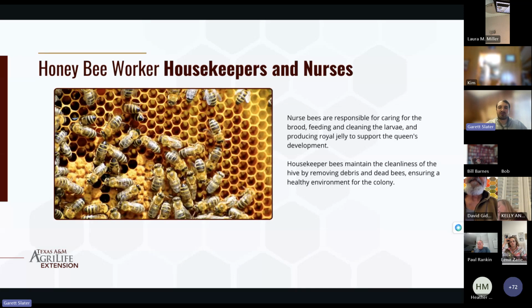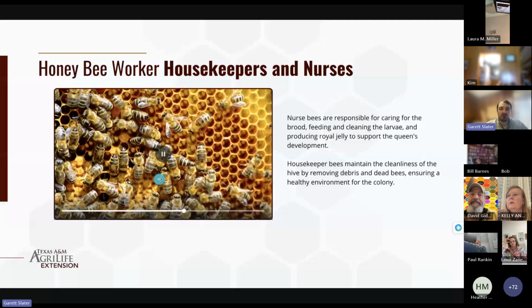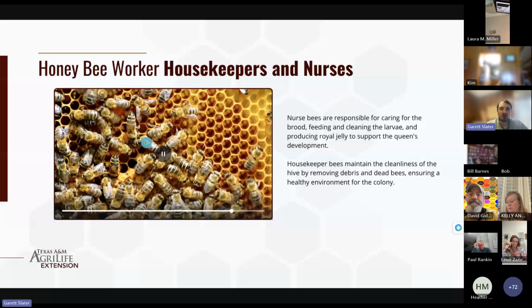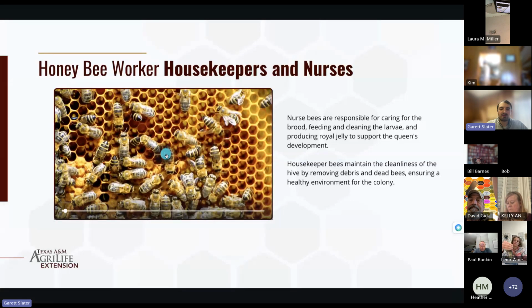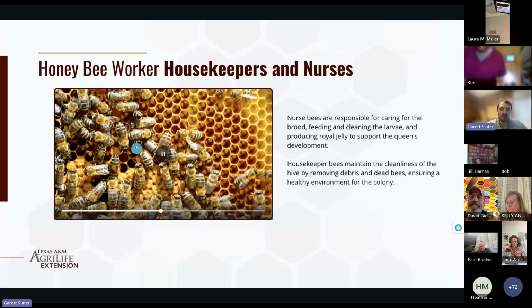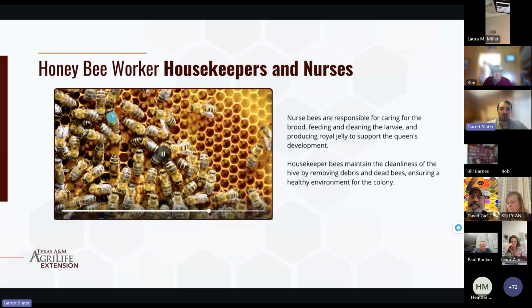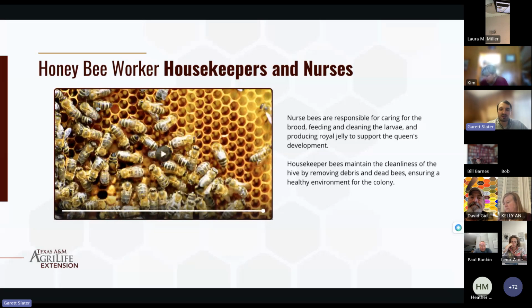Okay, so a little bit more about these housekeepers or nurses. If you see a frame with a bunch of brood, a bunch of bees, and all these young fuzzy bees, these are typically the young housekeepers or nurse bees. As you can see from this video, some bees are actually going into the cell and cleaning it out. This bee right here is going around, looking at the cell and making sure it's primed and ready for the queen to lay eggs.